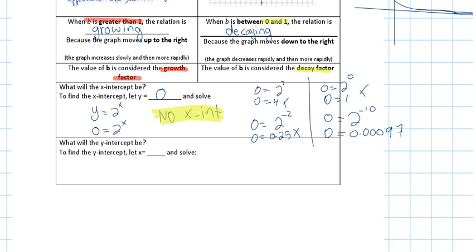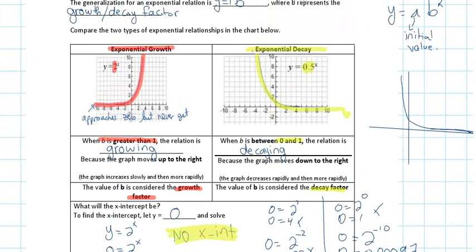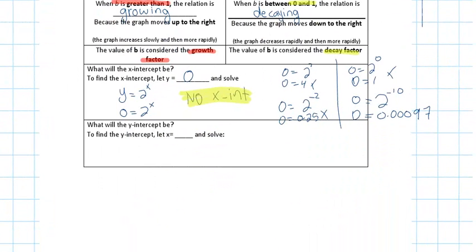Now, to find the y-intercept, what do I need to do? What's the value of x for the y-intercept? So if I look at the y-intercept here, for example, what is the value of x? 0. So to find the y-intercept, I plug 0 for x. So in this case, I have y equals 2 to the power of x. If I plug in 0 for x, that would be y equals 2 to the power of 0. What's 2 to the power of 0? 1. So my y-intercept is 1.